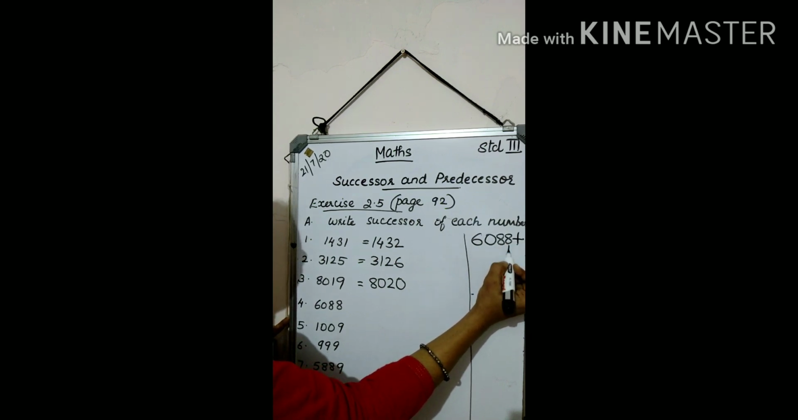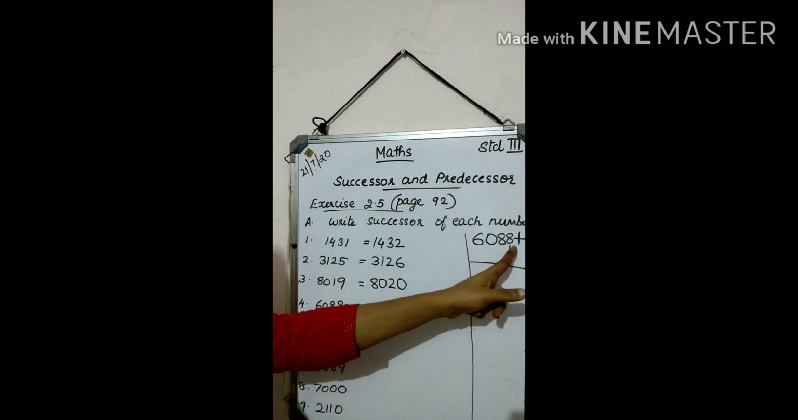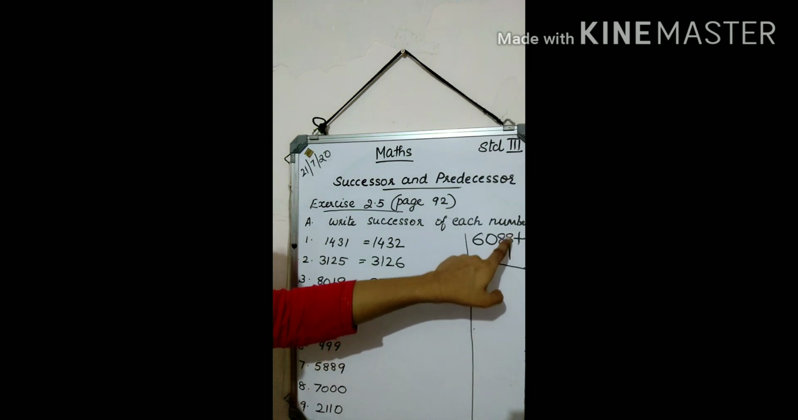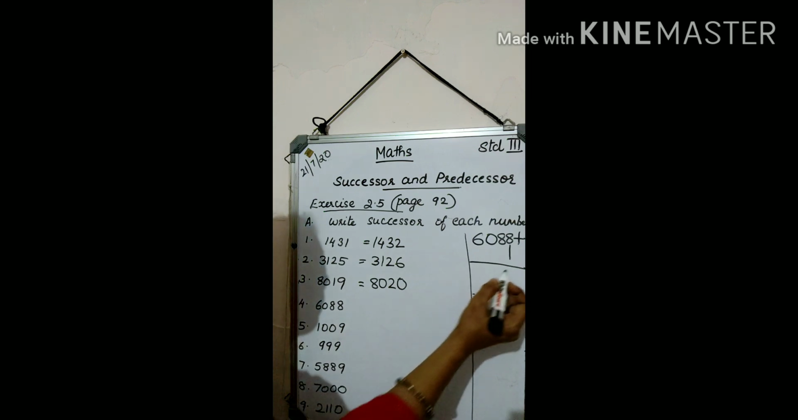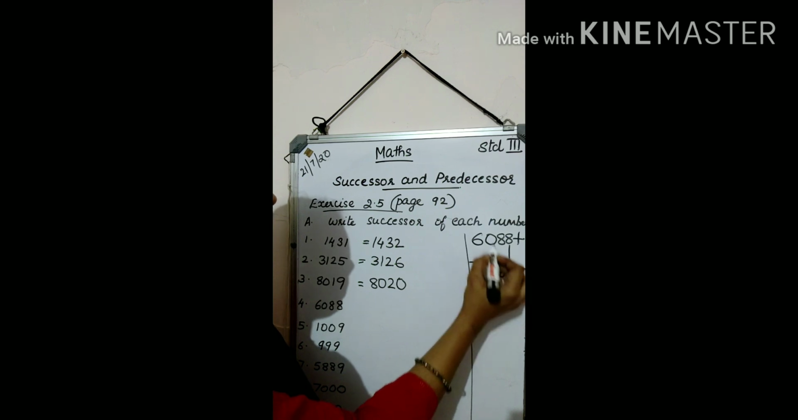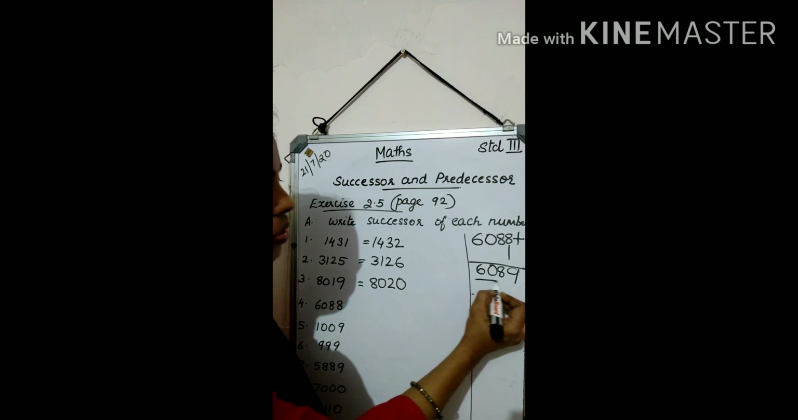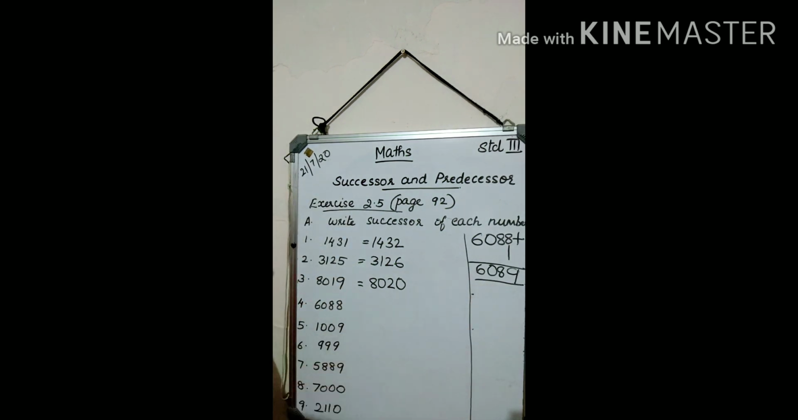plus 1. You have to add 1 to the ones place. Write number 1 in the ones place and add to this 8. 8 plus 1 gives, what is 8 plus 1? Yes, 9. Write the 8 down. 0 comes down. 6. So the answer is 6089.